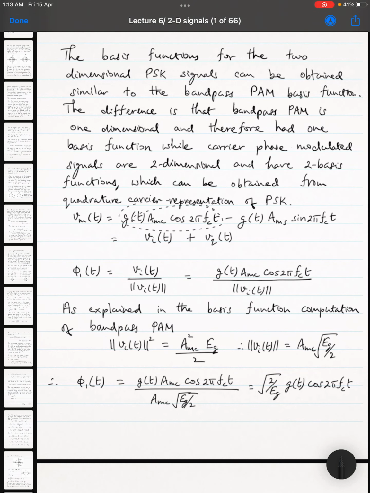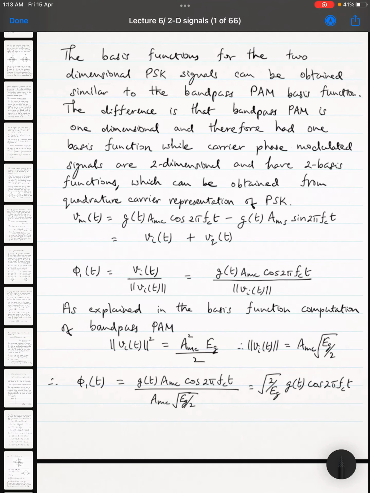So we have the first component, which we call the in-phase component, or simply vi of t. So I stands for in-phase component, and generally the cosine component is called the in-phase component, and the sine component is called the quadrature component. So the quadrature component we denote as vq of t. So the first basis function, phi1 of t, will be the in-phase component divided by its norm.